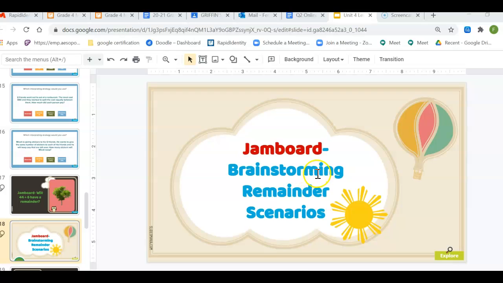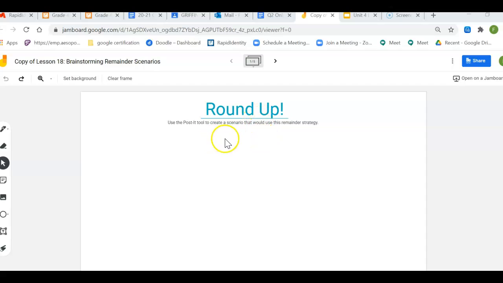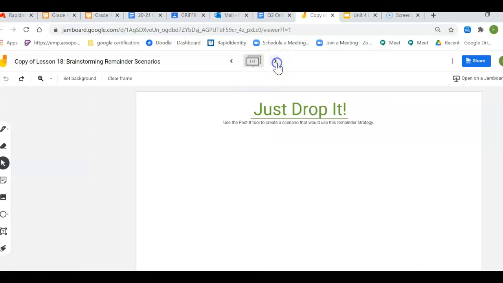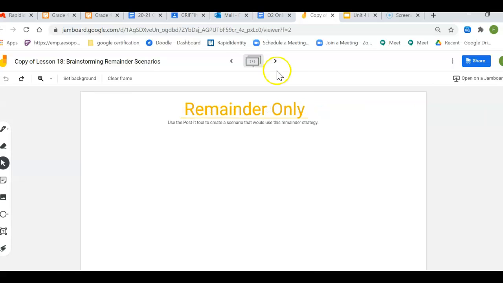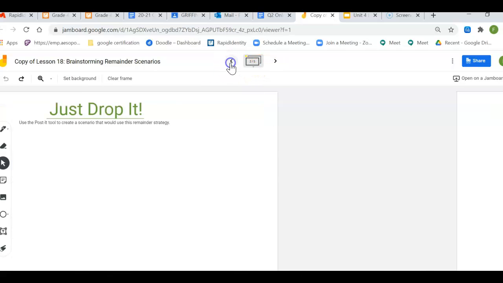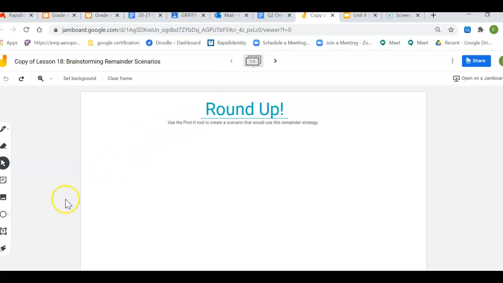There's another Jamboard, brainstorming remainder scenarios. So on this Jamboard, this is where you're going to create scenarios. You are going to create your own scenarios for rounding up the remainder, just dropping it, remainder only, and also sharing is caring. So you're going to create your own scenarios here. And you can do that using our text box tool here and make it bigger, and you can text in your scenario. You can kind of type in your scenario right here, or you can draw it in.